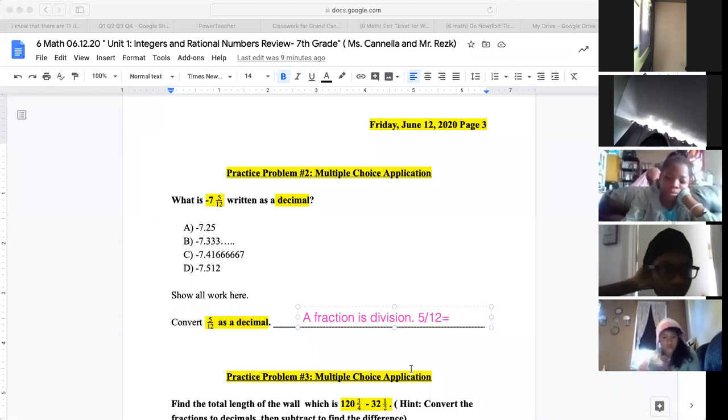I can't really see the chat. I see there's something in there. Let me see what's going on in here. Let's see what we got.